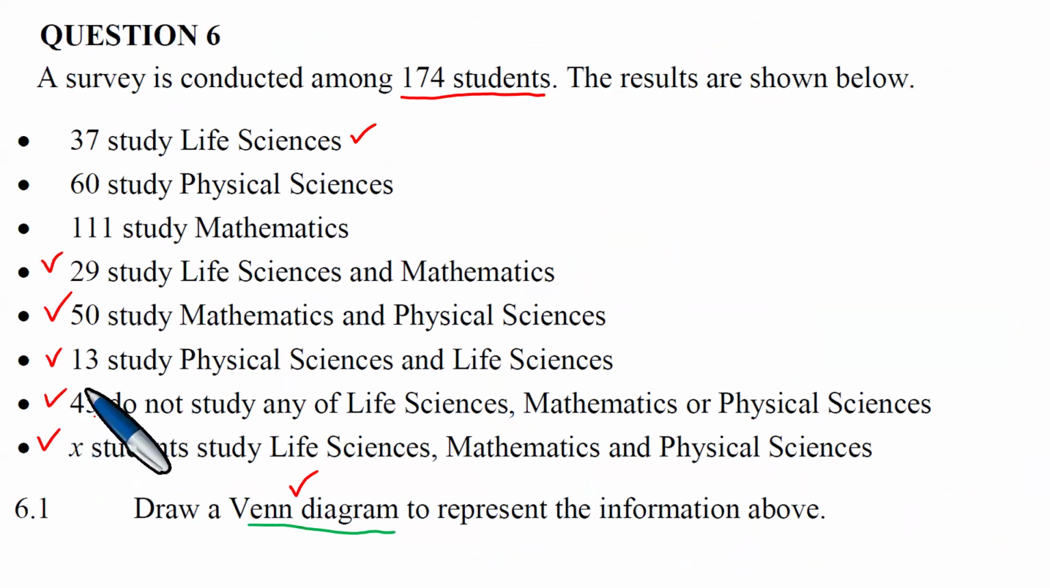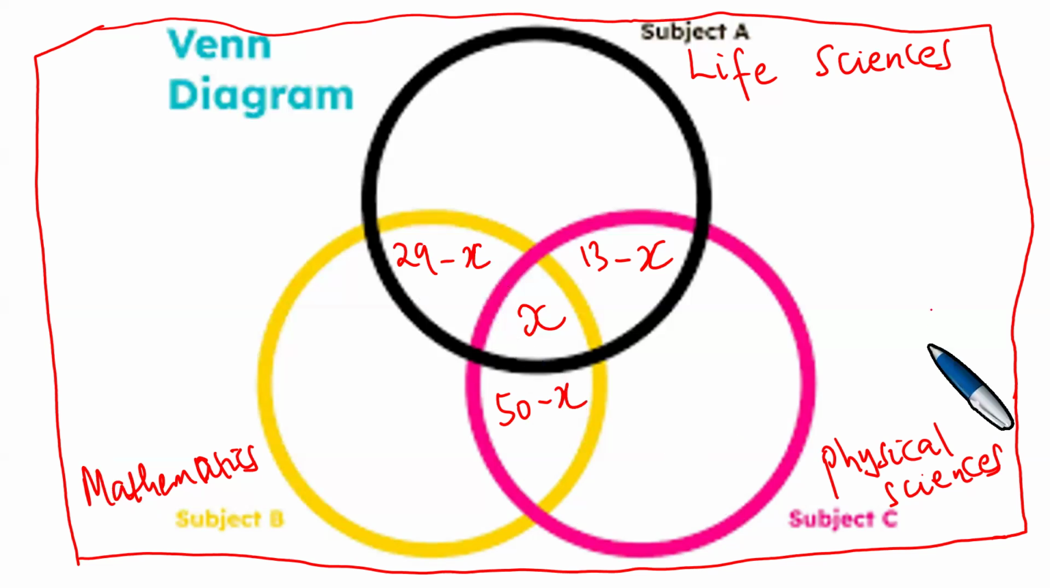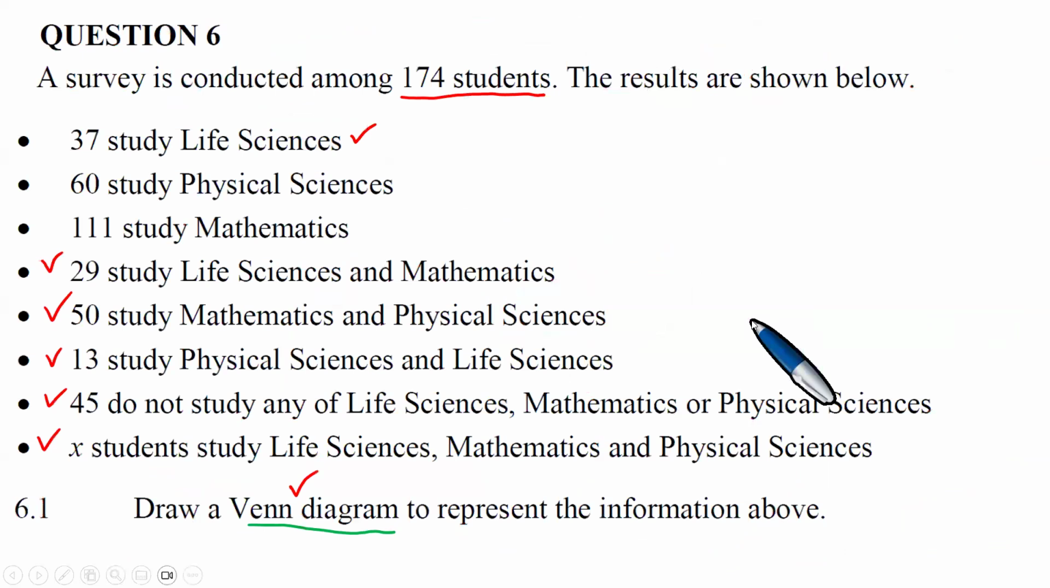Right, so there are 45 students who do not study any of life sciences, mathematics or physical sciences. So those 45, we put them outside. They do not study life sciences, they don't do physical sciences, they don't do mathematics as well. You put them outside, but you put them in the rectangle, in the universal set. Right, and we move forward. We proceed. What else do we need?